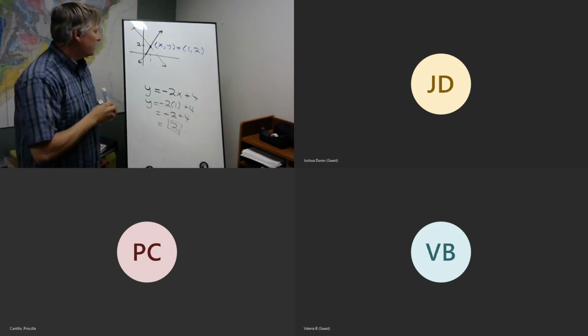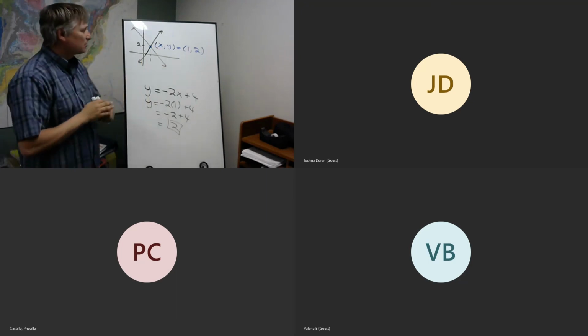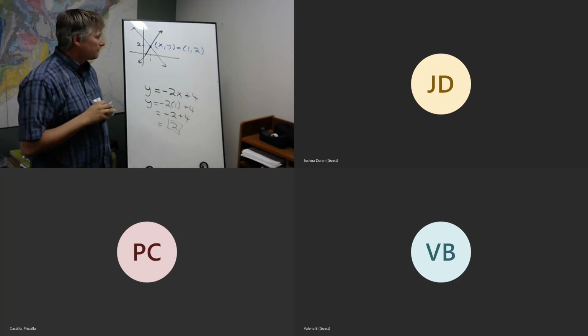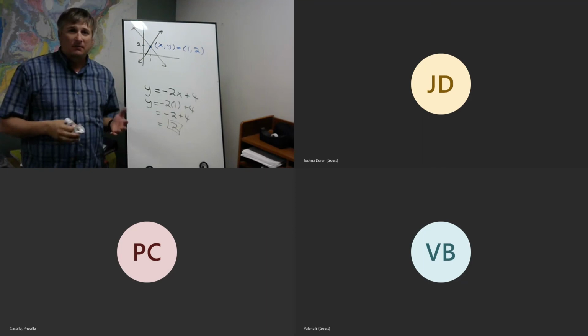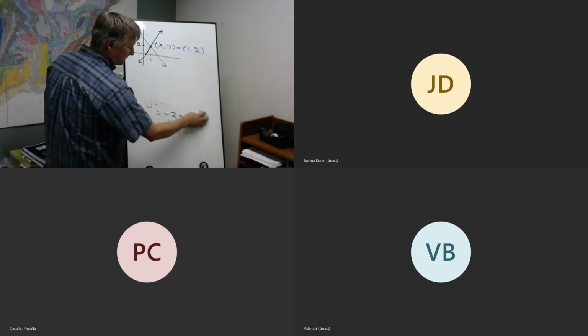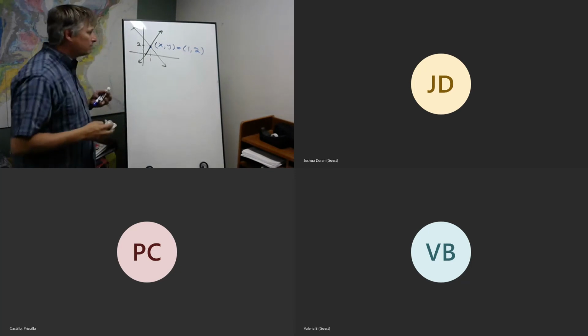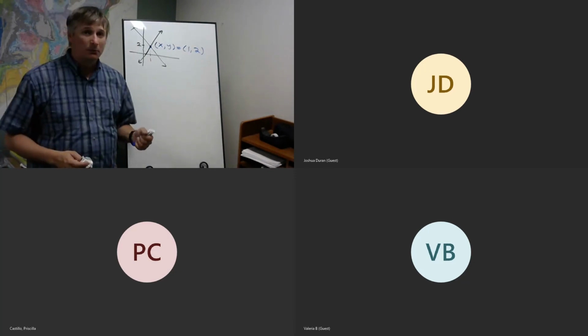So where these two lines cross is the point, exactly the point, (1, 2). And so that's what we figured out. So without having to graph these, we were able to discover that one point that they share in common, and that's x equals 1, y equals 2.